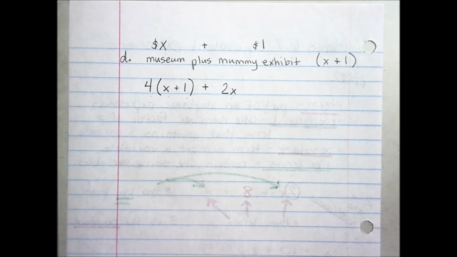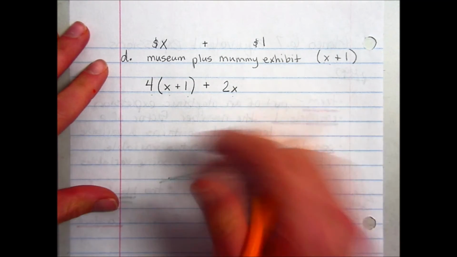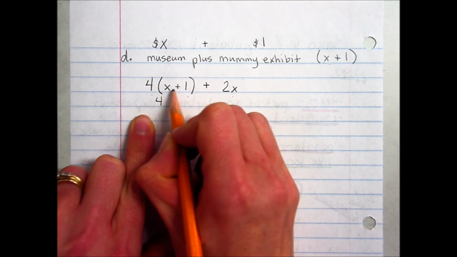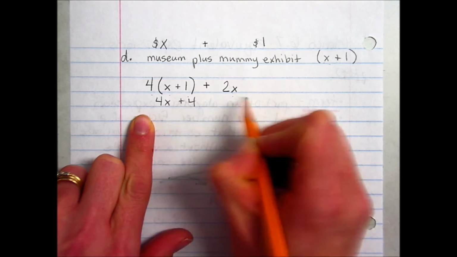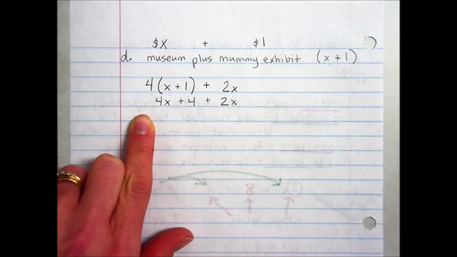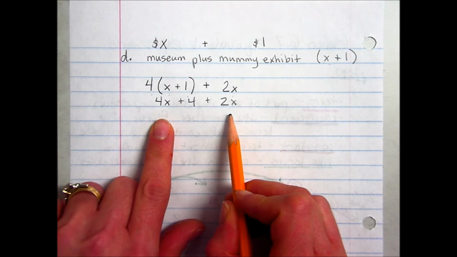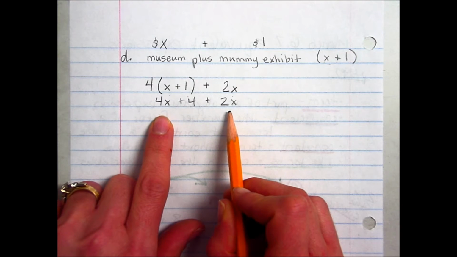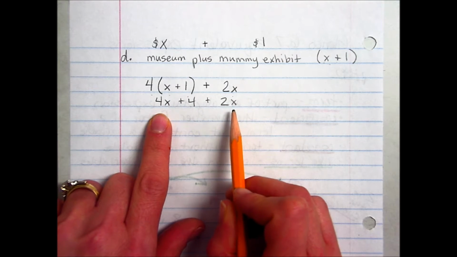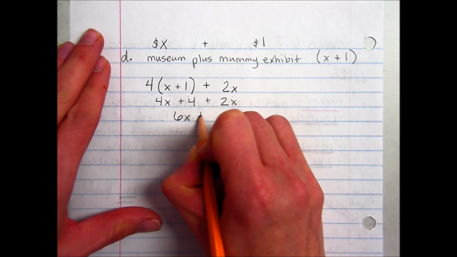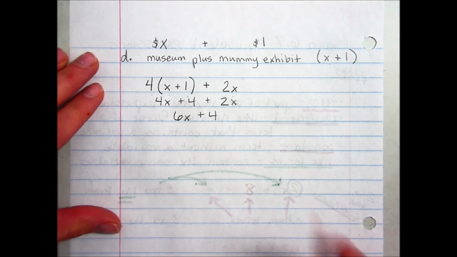All right, so group 1 went ahead and combined through the distributive property 4 times X plus 4 and then plus 2X, which is great. It's still not simplified yet because we have like terms. So we need to combine these 2 like terms. 4X plus 2X gives us what? There you go. 6X, and then the constant stays by itself.